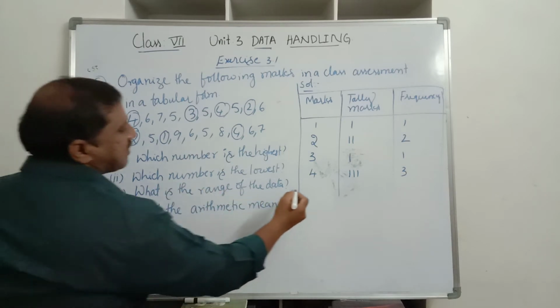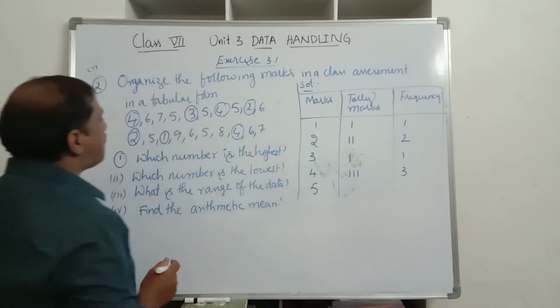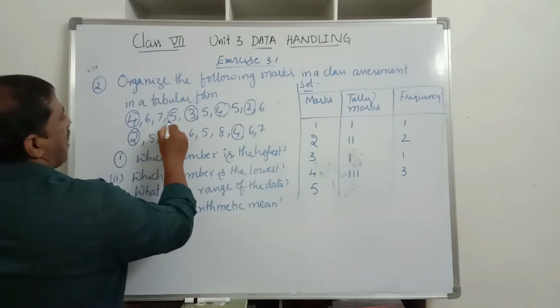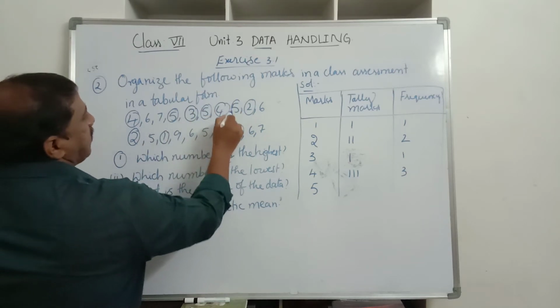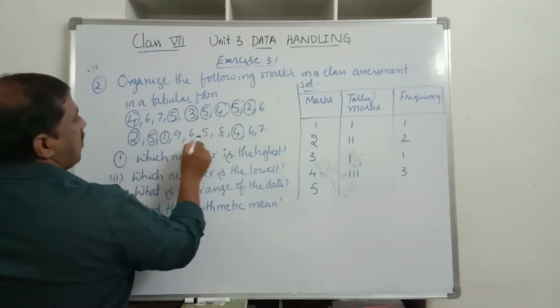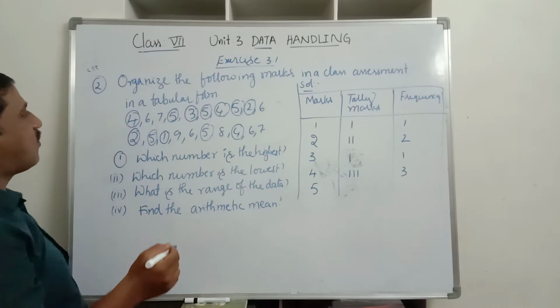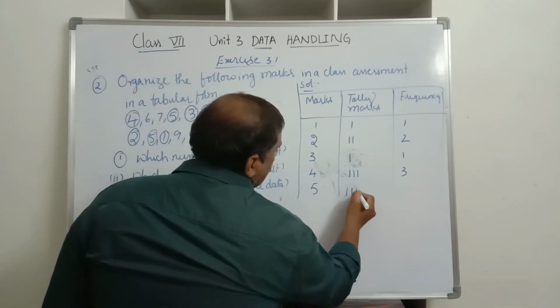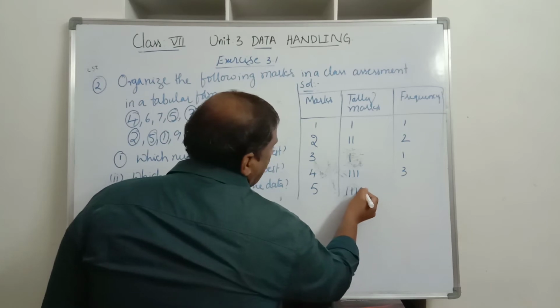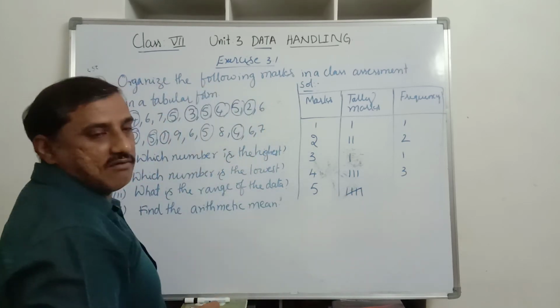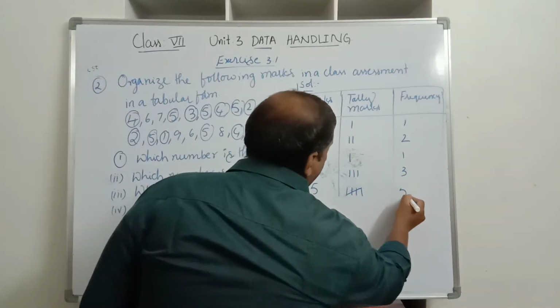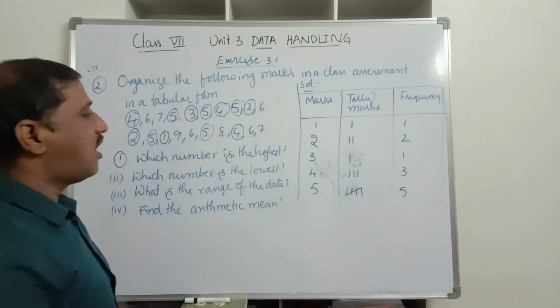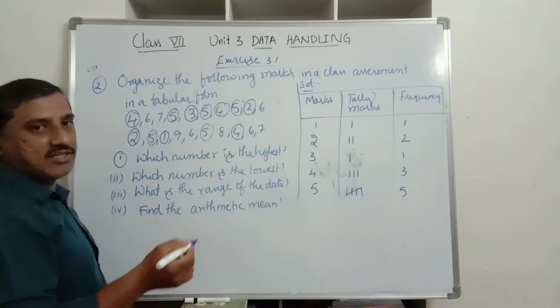Next number is 5. How many children have scored 5 marks? 1, 2, 3, 4, 5. It is 5 children, and we will represent it like this. 5 children have scored 5 marks.